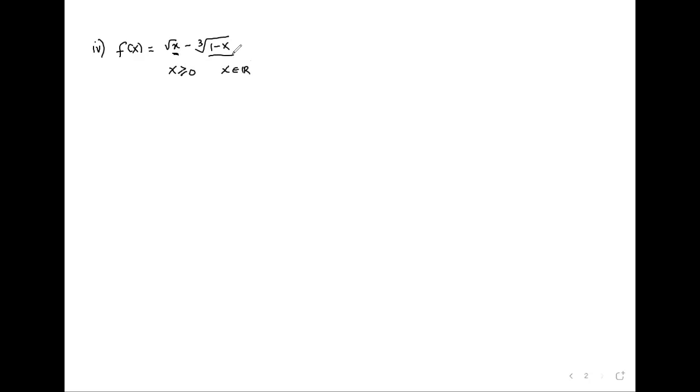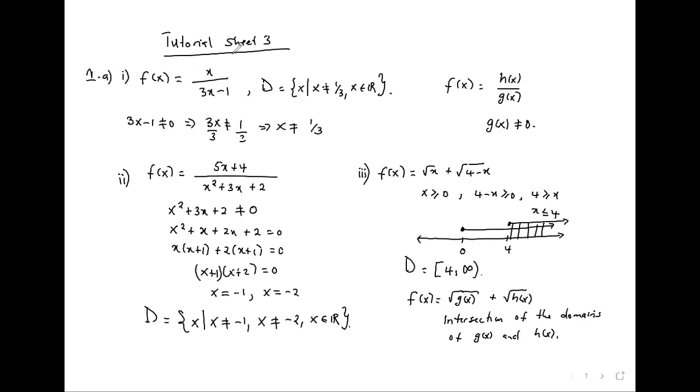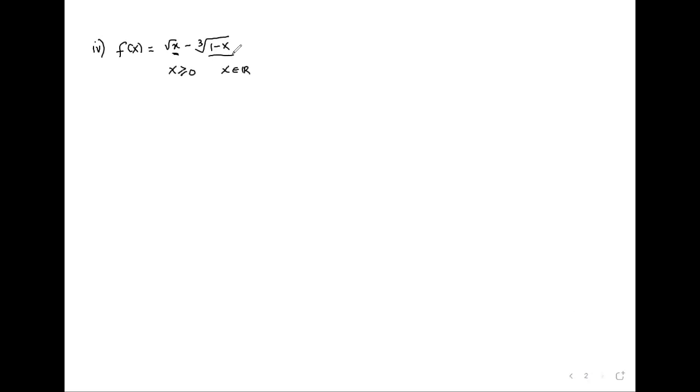But remember we say we must get the intersection. So the intersection here will be starting from 0 going to infinity. Because in here we have x greater or equal to 0. In here we also have x greater or equal to 0, except that there we are free. We can use any other number, but you get the common interval.